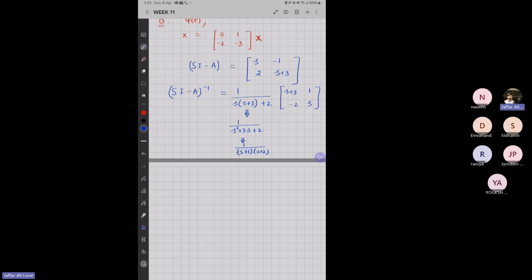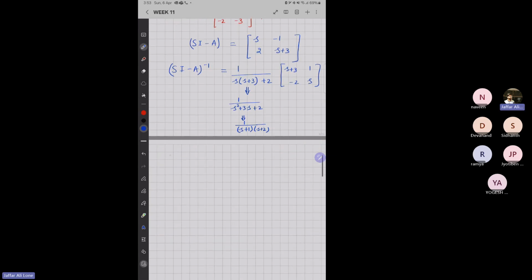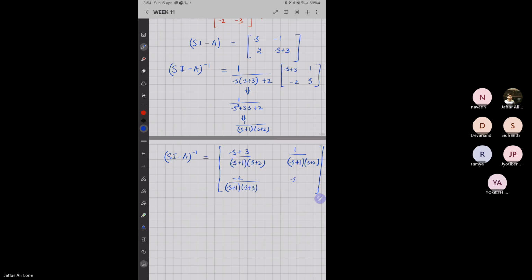So based on this, I can simplify this (sI minus A) inverse. I can write it like this: (s plus 3) divided by (s plus 1)(s plus 2), or 1 divided by (s plus 1)(s plus 2). Then we have minus 2 over (s plus 1)(s plus 2). Then I have s over (s plus 1)(s plus 2).